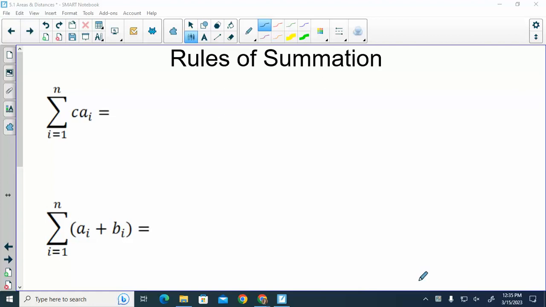So we ended yesterday dealing with summation formulas, just talking about what a summation means. Now we want to talk about how you can add up these things. So, the rules of summation.